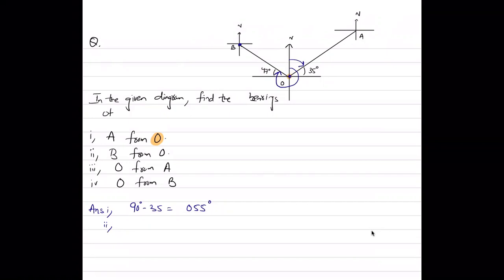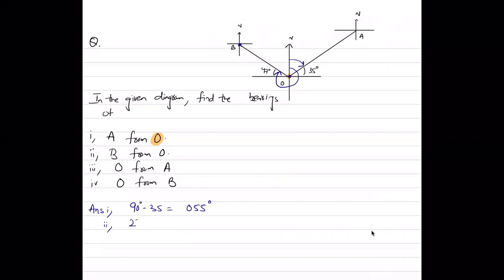Now I can clearly see that this angle is greater than 270. It has passed 180, passed 270, and it's greater than 270. What is going to be the value of this angle from here all the way up to here? Because that is the bearing of B from O. Would you agree that we are going to add 47 degrees to 270 degrees to get this entire angle? Is this correct to say? Yes.